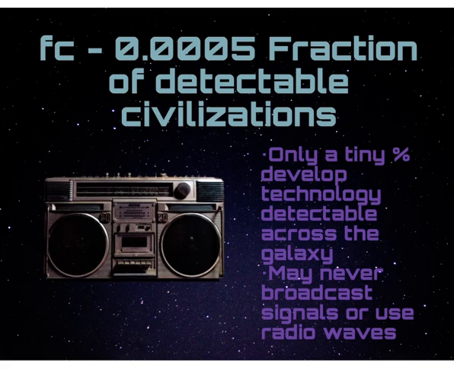Even if intelligent life exists, that doesn't mean we can always detect it. This value estimates the fraction of intelligent civilizations that develop detectable technology, like radio signals. Some civilizations may never invent radio, may stop broadcasting, or use technologies we can't detect. I chose 0.0005, meaning only a tiny fraction of intelligent civilizations ever become detectable to us.